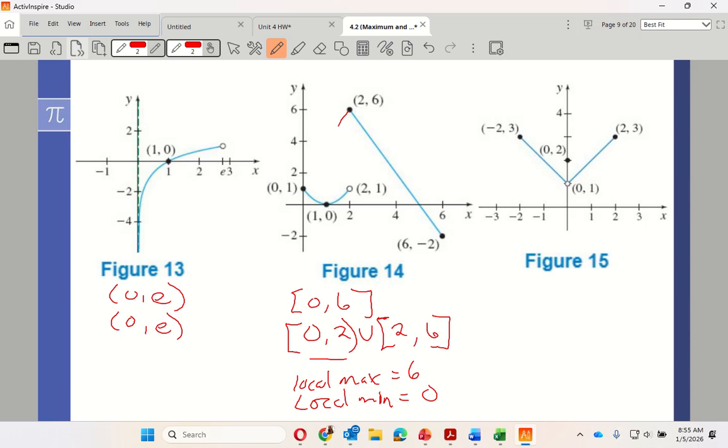All right, this last one. Wait, for 13, why'd you put E for one? Because this number right here is E. Oh, yeah.